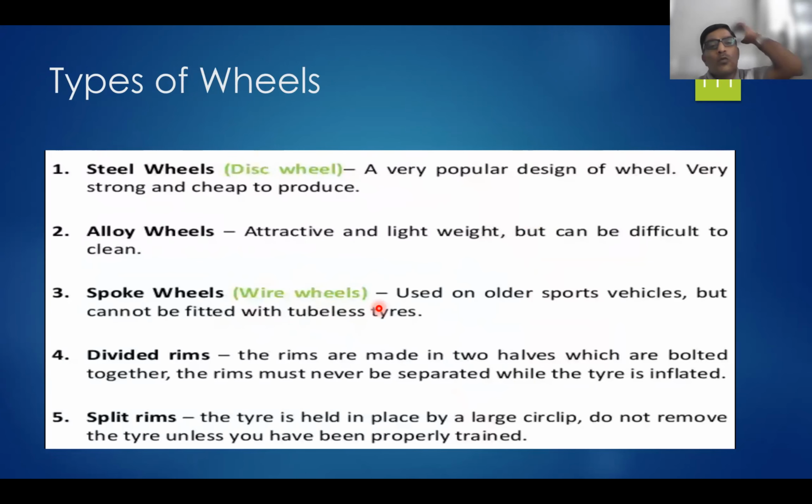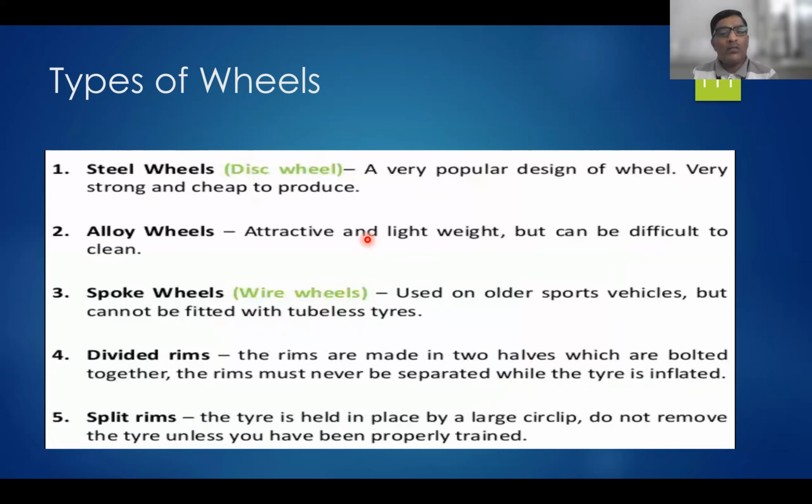Okay, so some of the types of wheels. Steel wheels, also called a disc wheel. This is a popular design, which is strong as well as cheap to manufacture. Then alloy wheels, attractive as well as light in weight, but difficult to clean.